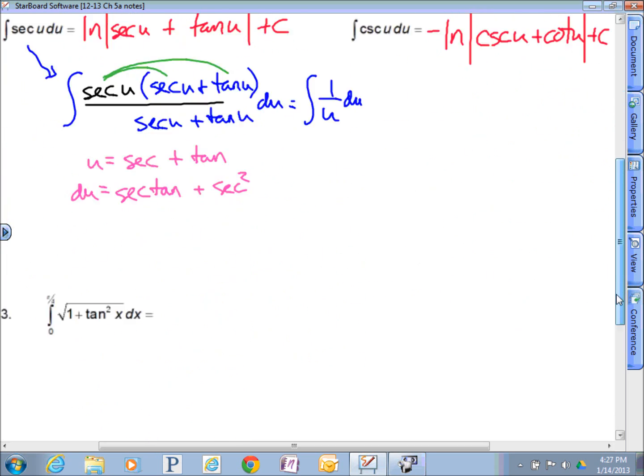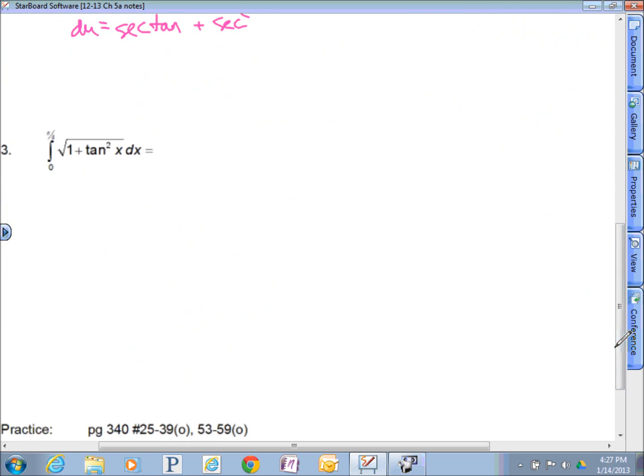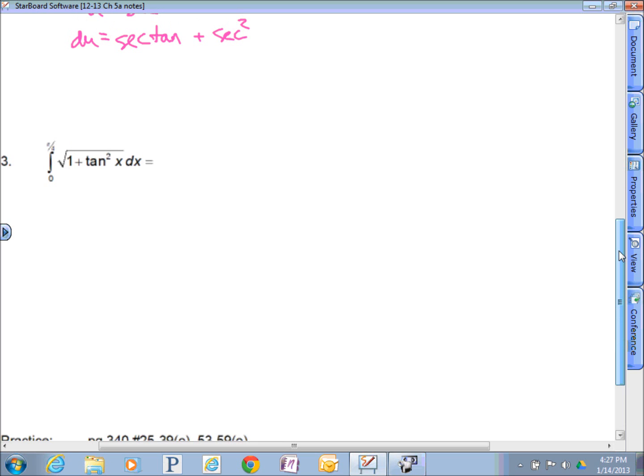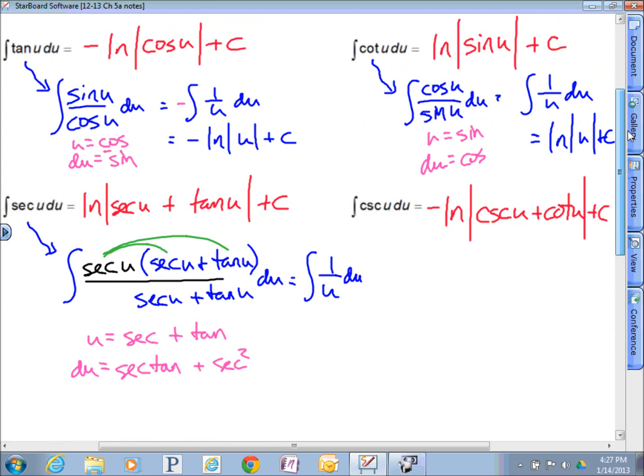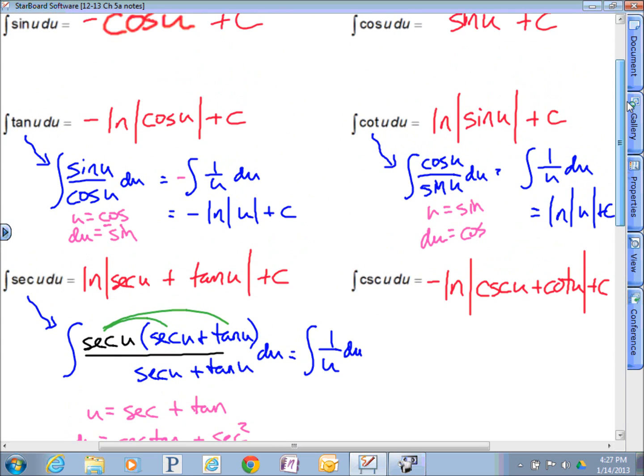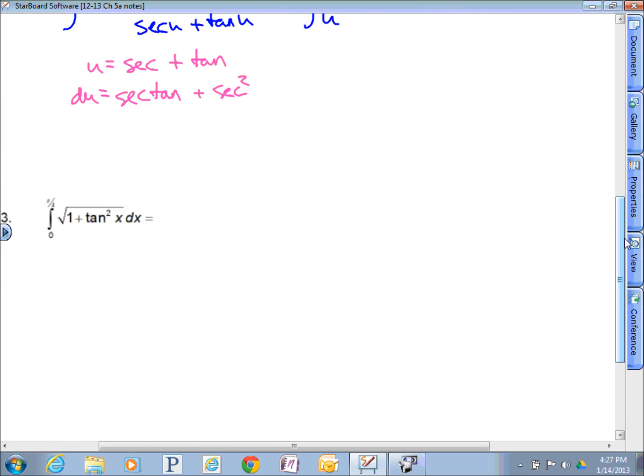So let's try using this once. So here we are, problem number 3. Integral 0 to pi over 4, square root of 1 plus tangent squared. 1 plus tangent squared inside that square root. None of those are going to show up. I wish it was as simple as it's one of these 6, but it's not any one of those 6. So we're going to have to play around with this thing a little bit.